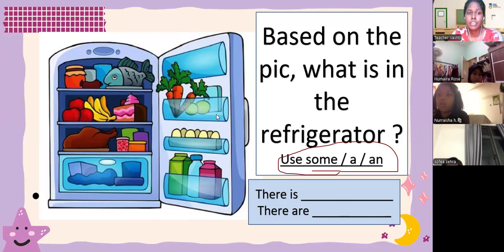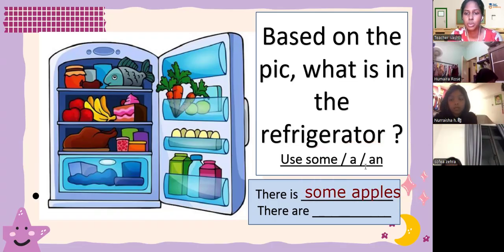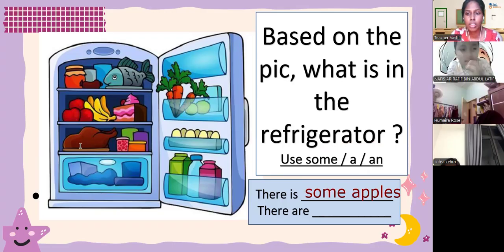New chat. Oh, this. Ada benda-benda warna biru with a pencil. There is... kena guna some, a atau an. Kalau tak ada, ayat kamu salah. Must use some, a or an. For example, I'll give you an example. There is some apples. Ada beberapa apple dalam refrigerator tu. Three. Three. There is some apples pula. Wait. There are some apples. Yes. Ada banyak.